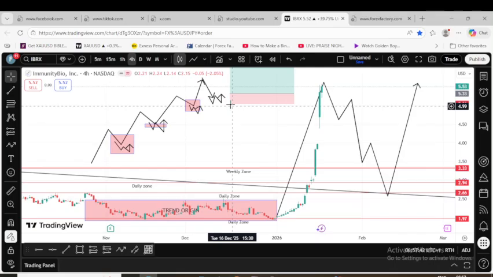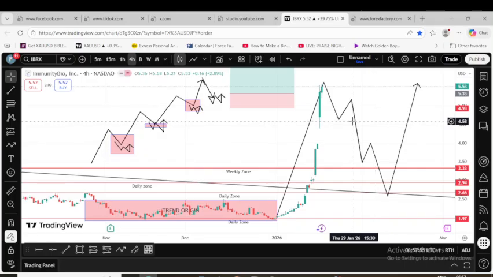But we can't do any of that here because the impulsive move is just starting. So in other words, we should stay out of the market in the meantime and let price do what it's going to do. The only thing that I can say is if price returns to the back of this trend line or to this weekly zone, I should expect price to find some support.